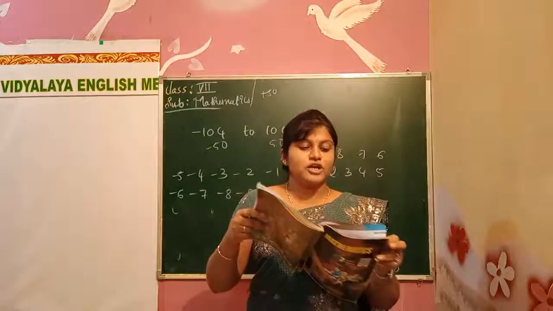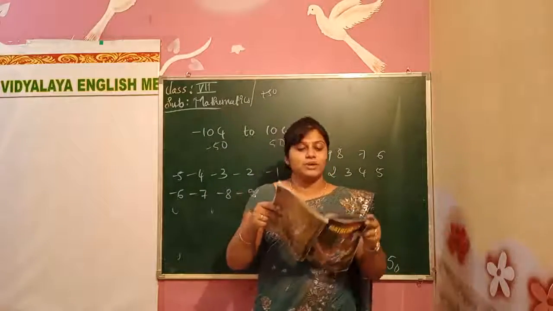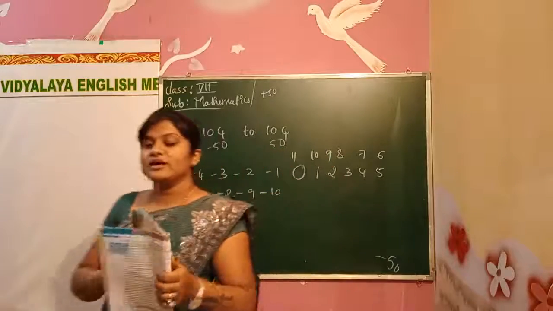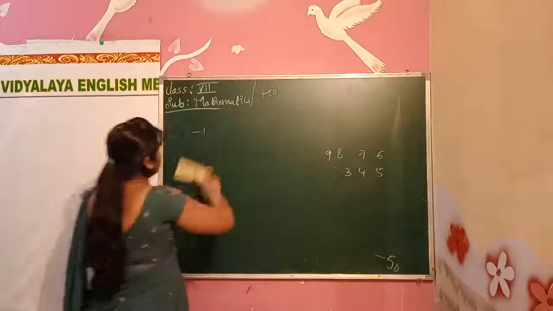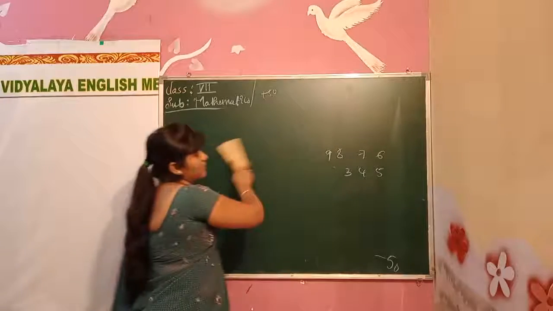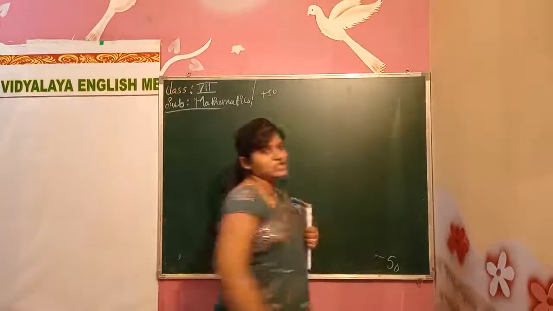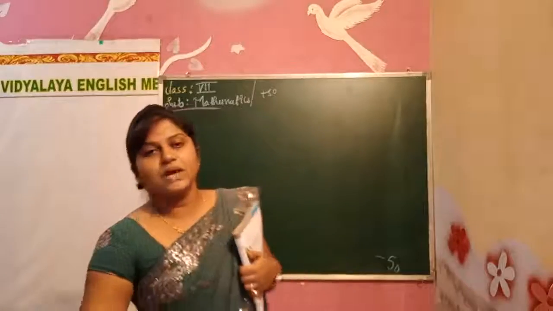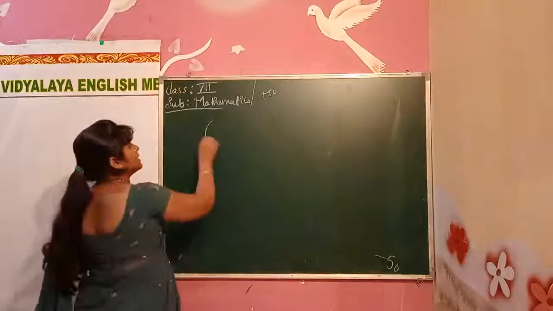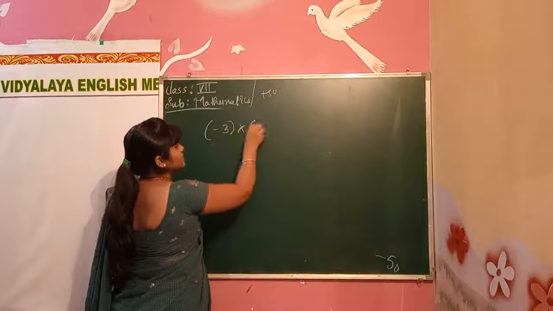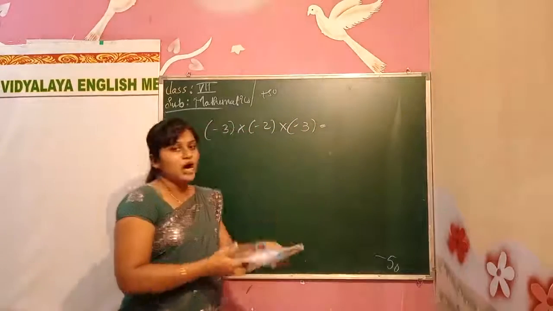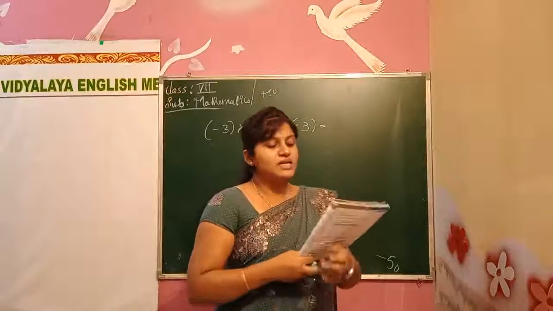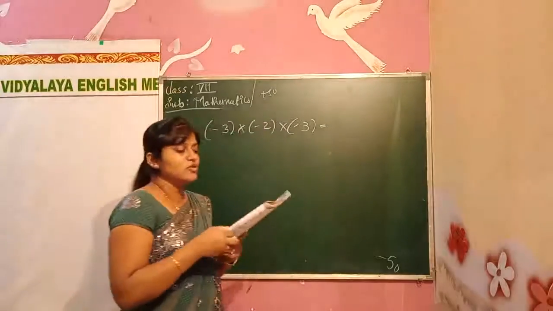The next one is the product of 3 or more negative integers. Till now we did only the multiplication of 2 numbers. When we move on to 3 numbers, how will you calculate, children? How will you calculate when we have 3 numbers, or more than 3 numbers?